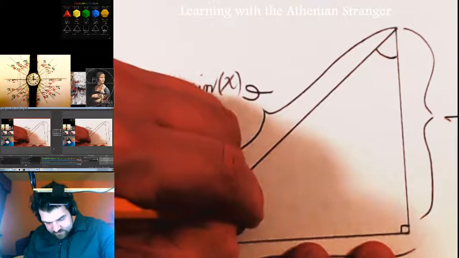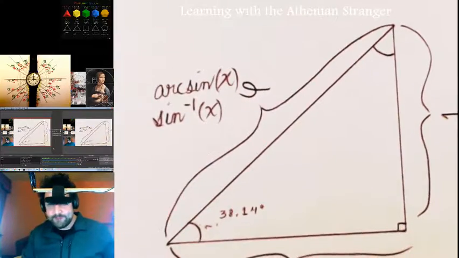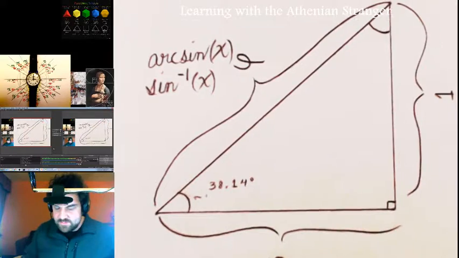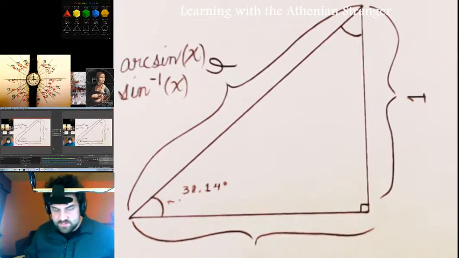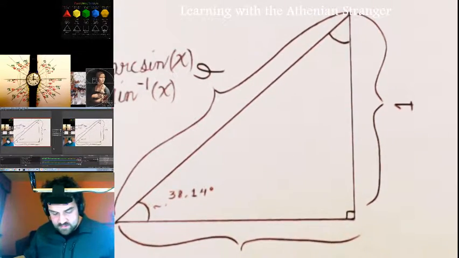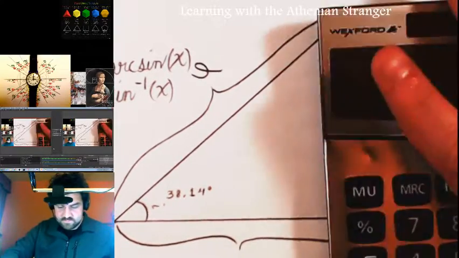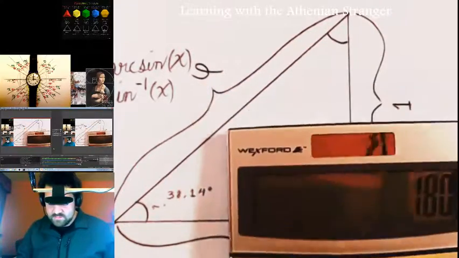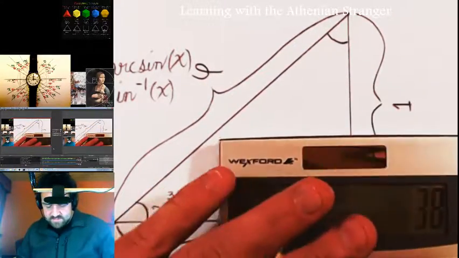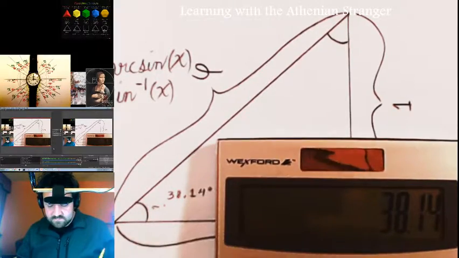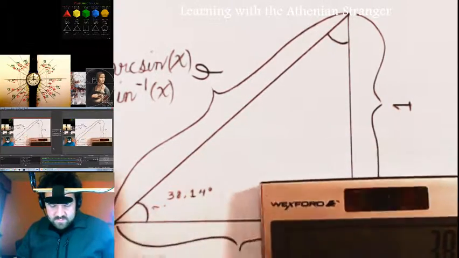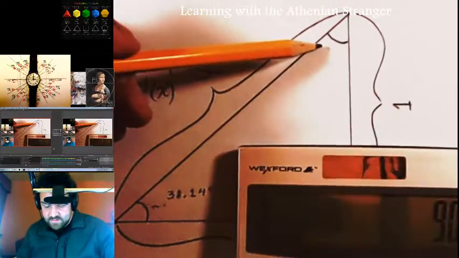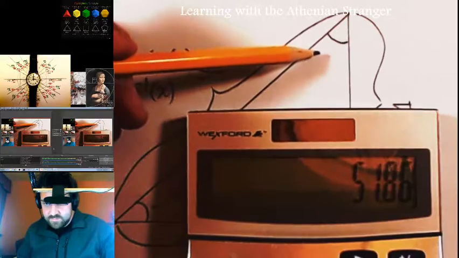38.14 degrees. Now, we know that's 90, so we can find this angle really easily. We don't need to go through that whole mess all over again. So, actually, here we go. 180, which is the total internal angles of a triangle, minus 90, minus 38.14 will give us this angle right here. Ready? Here we go. 51.86.